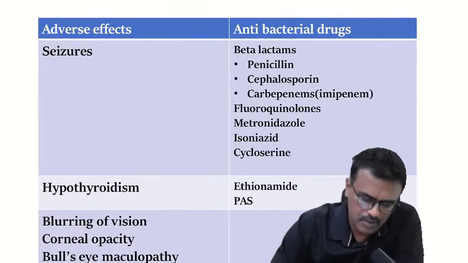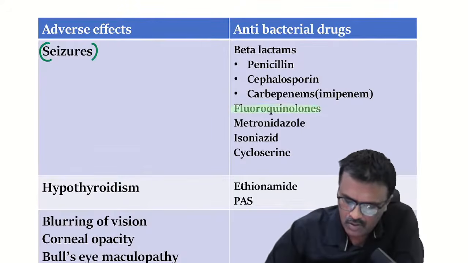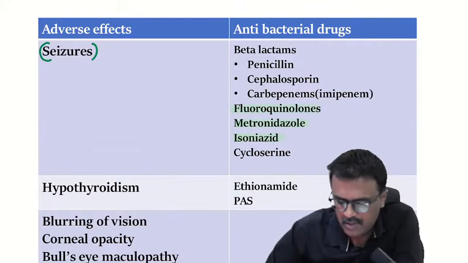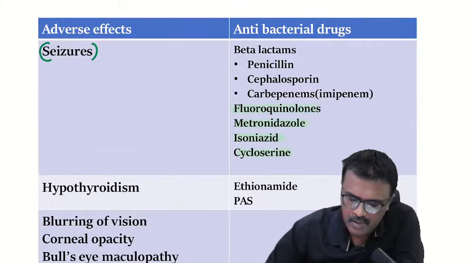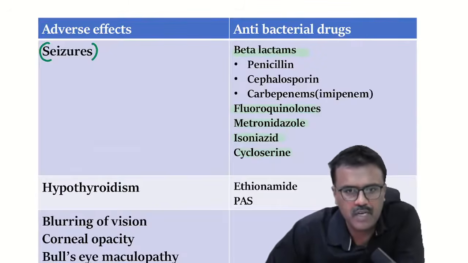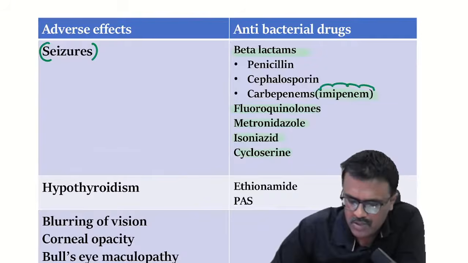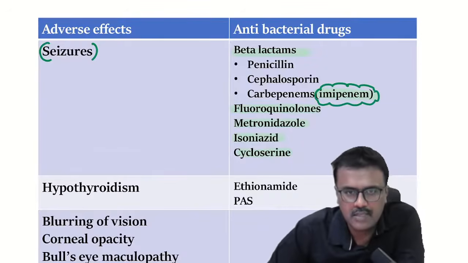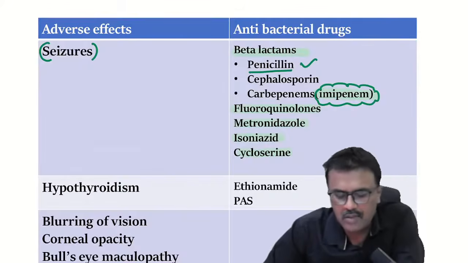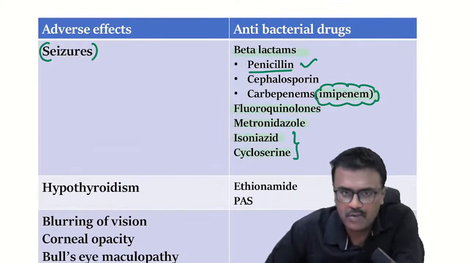Now coming to adverse effects, seizures. What drugs can cause seizures? I told you yesterday, fluoroquinolones, metronidazole at higher dose, isoniazid, TB drug, cycloserine, beta-lactams, all these beta-lactams, penicillin, cephalosporin, carbapenem, particularly high risk is seen with imipenem. This was your NEET PG question. Which penem causes highest risk of seizure was asked. Penicillin, particularly procaine penicillin, increases the risk of seizures. Isoniazid and cycloserine are anti-TB drugs known for seizures.